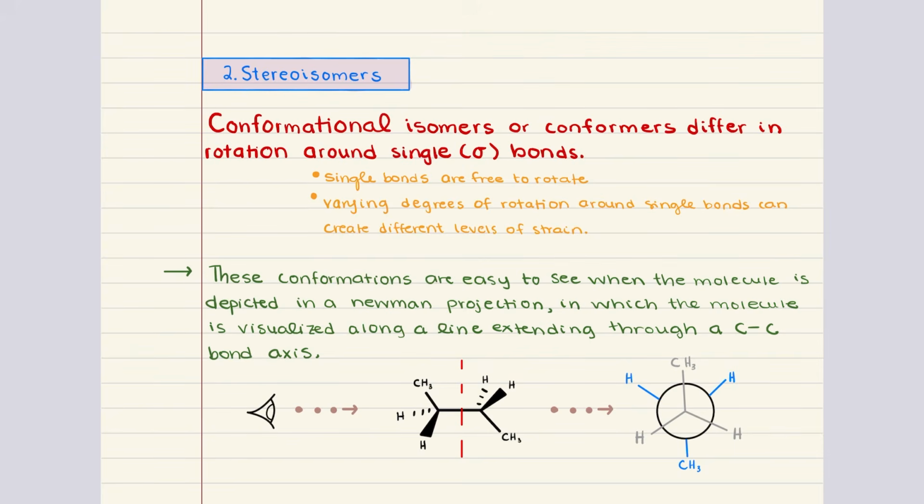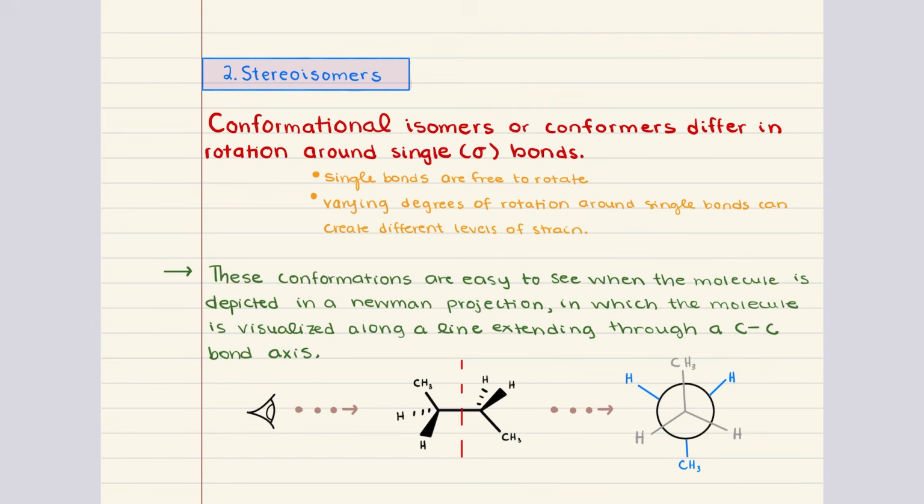These isomers arise due to differences in rotation around single sigma bonds. Single bonds are free to rotate, but this rotation can lead to varying levels of strain depending on how the atoms are positioned relative to each other. This is an important concept because it explains how molecules can adopt different shapes without breaking or rearranging bonds.